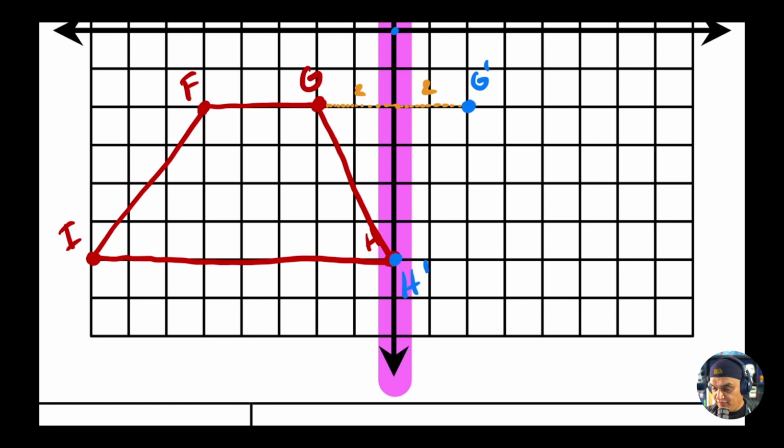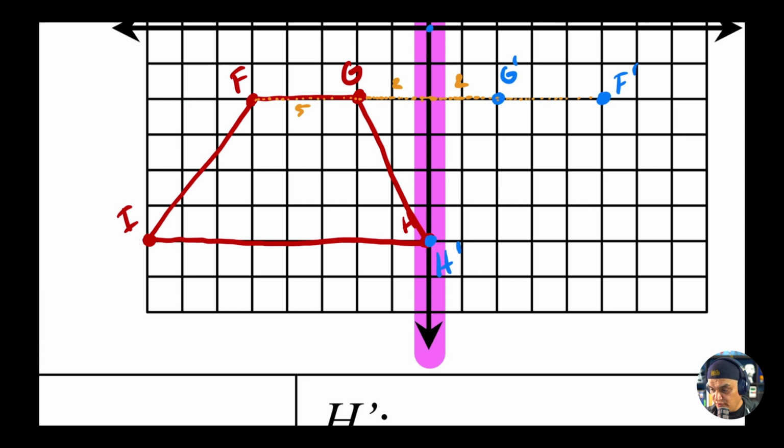All right, let's look at F. F, it's kind of on a straight line with G, right? But we can still count. 1, 2, 3, 4, 5. So F is 5 units away from the mirror. So I'm going to do 5 units in the other direction. 1, 2, well, G is 2, right? And then 3, 4, 5. So there's my new F, which we call F prime.